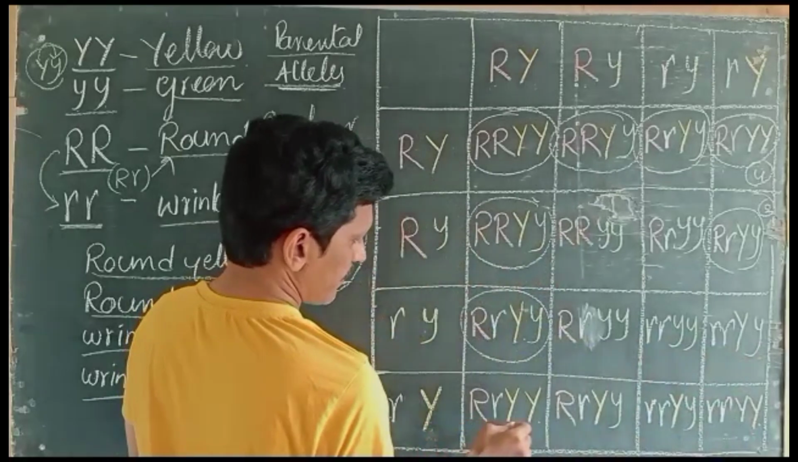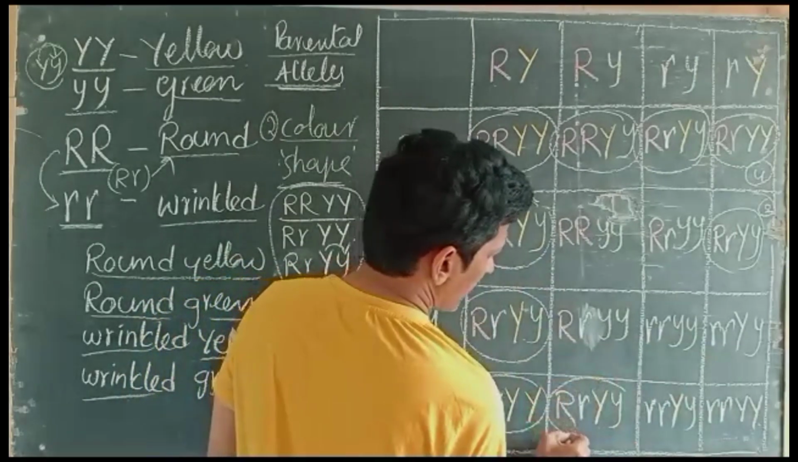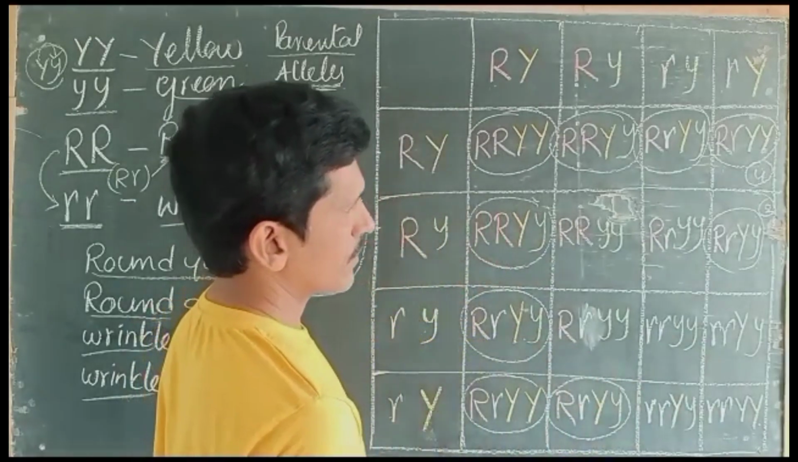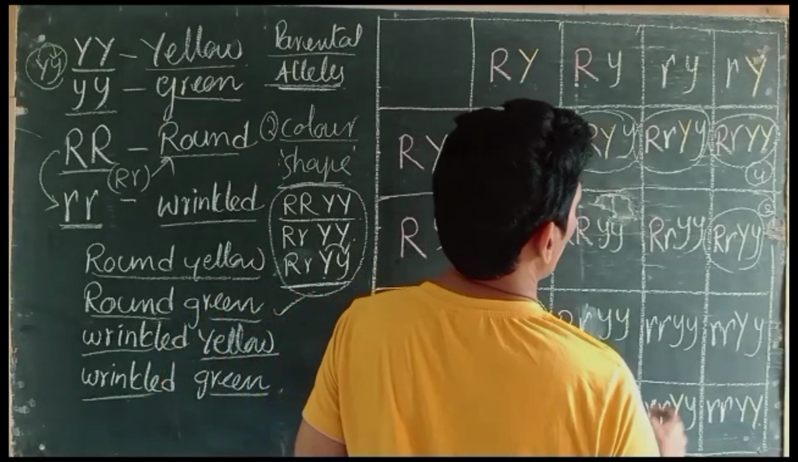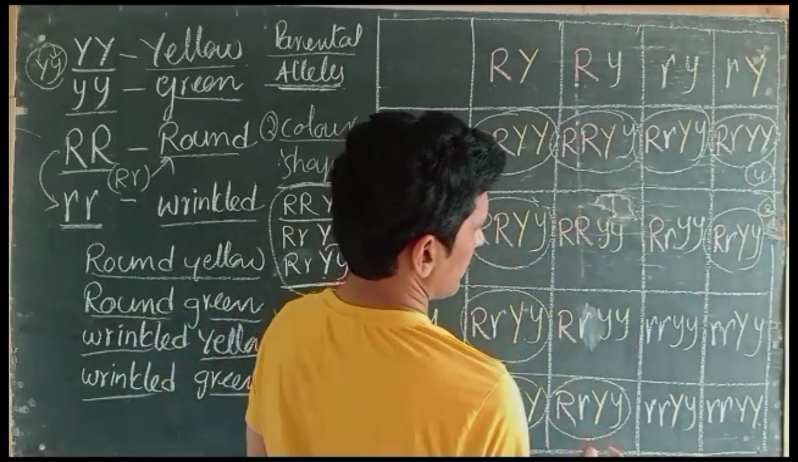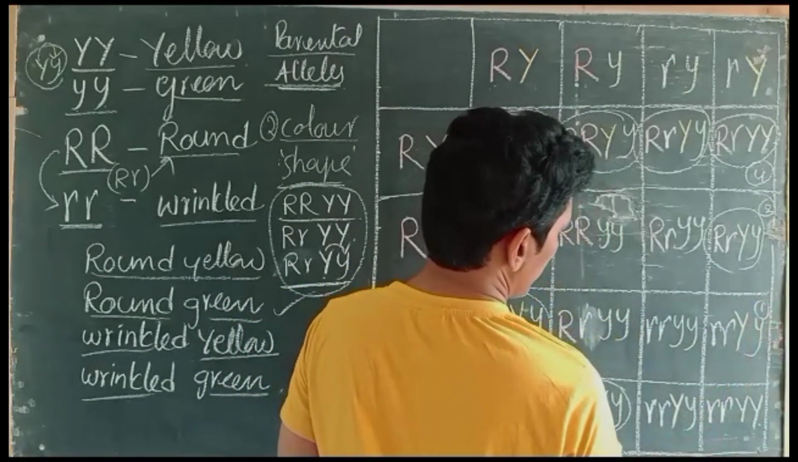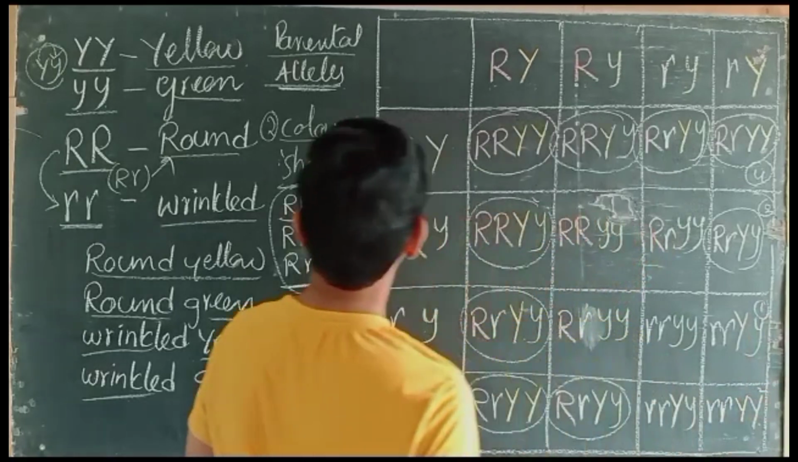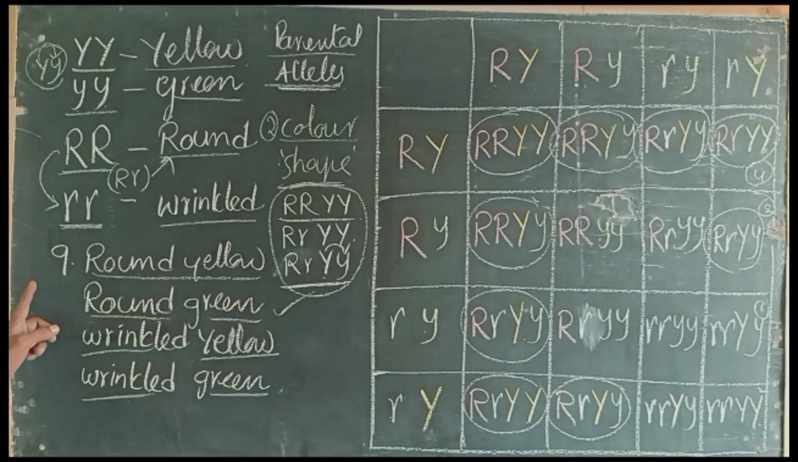And round and yellow. Here also we got round and yellow. Here also we got. Right? Okay. 4 plus 2 and 2 plus 3. Here it is 1. 4 plus 2 plus 6 plus 1, 7, 8, 9. Here it is. So, round and yellow we got 9. Round and yellow factors we got 9.